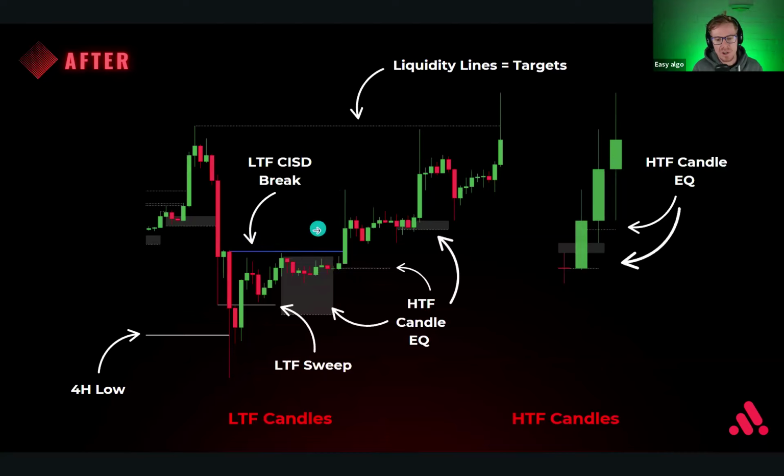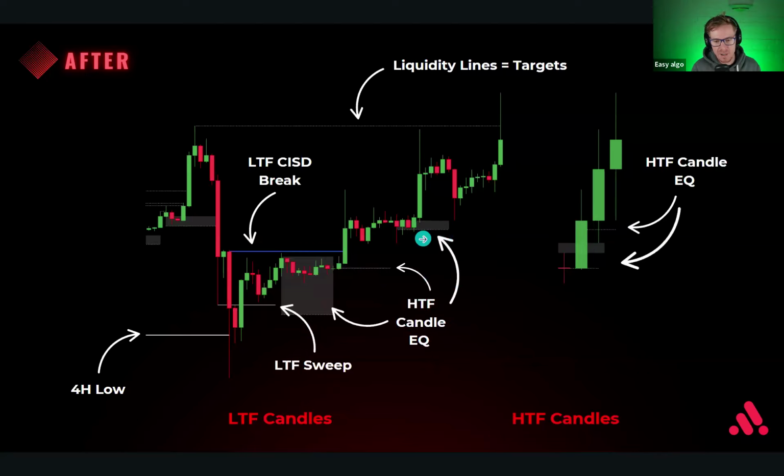So you can see price breaks that level. We can enter on this candle break, or we can wait for a retracement. Oftentimes, there will be a retracement back to the CISD level or close enough to it, and then we'll get the formation of these higher time frame equilibrium lines. You'll see the higher time frame levels are projected on the higher time frame chart, and then the boxes are projected on the lower time frame. So we can stay in alignment with these levels.